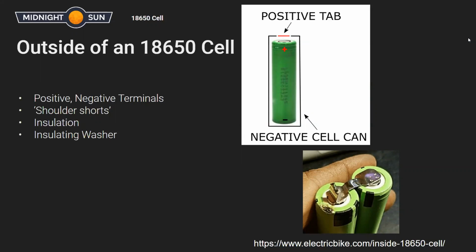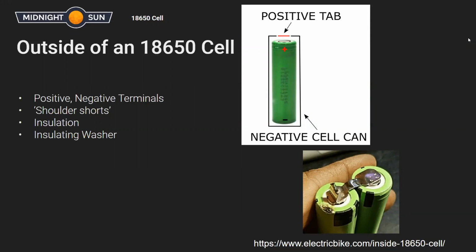But because that negative can wraps all the way around to the top near the positive end, we have to be careful for what's called shoulder shorts. And you can see a picture of one in the bottom right. Basically, as they're assembling this battery pack, they punctured the insulation on the top of the negative terminal, and they connected it to the positive terminal with that little bus bar there, and that shorted the battery and caused it to burn. So we obviously want to avoid that, so we have to design our battery pack to protect that area. The insulation is usually a PVC heat shrink.